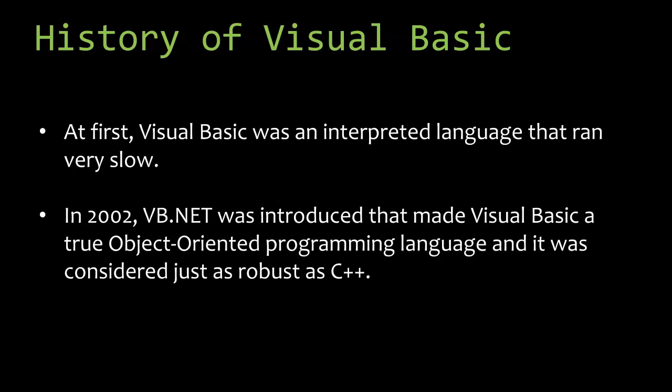Because it was slow and because it really wasn't taken into a lot of consideration as a mainstay type of language, VB.NET was introduced, and so VB.NET took it to a whole other level. And that level was that Visual Basic became a true object-oriented programming language, and it was considered just as robust as C++. Prior to this, C++ always had the upper hand on Visual Basic because it was an object-oriented programming language.